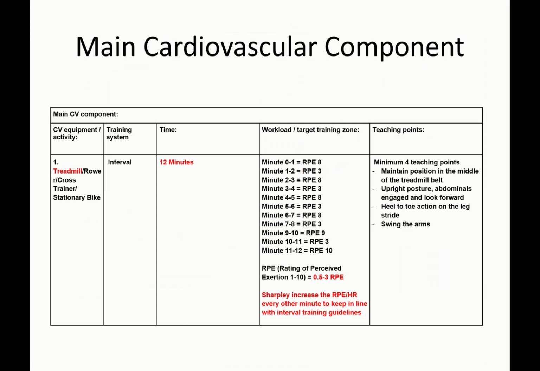So the first part of your program card includes the main cardiovascular component. Just like we did at level 2, we have to choose the relative CV equipment. Once again, we have a choice of the treadmill, the rower, the cross trainer, or the stationary bike within the gym.